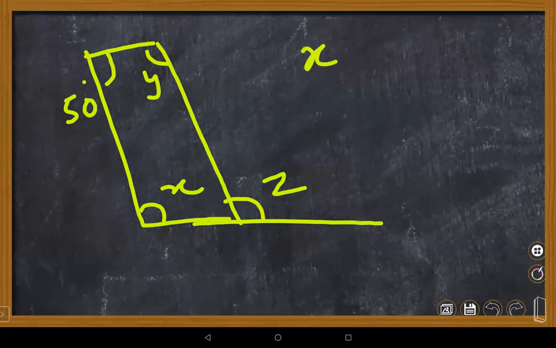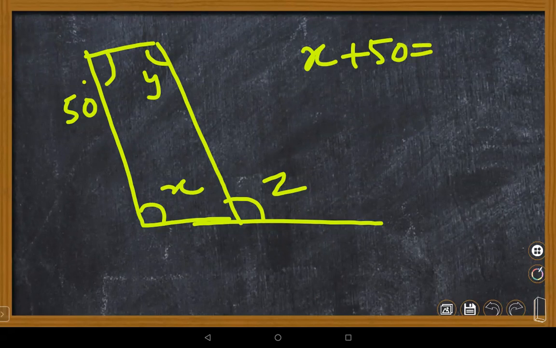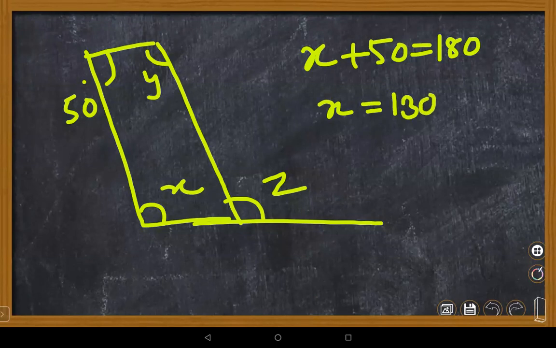Yes. Ma'am, X and Y equals 50. No, X equal to Y, those are opposite angles. X plus 50 equals 180, supplementary. Yes, ma'am. X equals 130. So X equals 130, Y is also 130, and Z is also 130, ma'am.